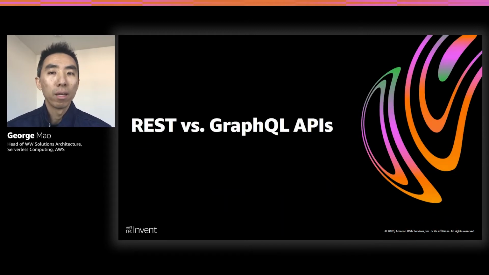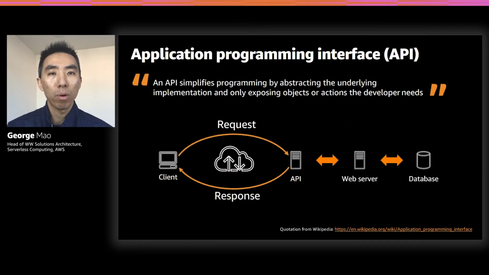So at the very beginning, an API, or application programming interface, is basically a way to abstract away the underlying details of your backend implementation. For example, a client who connects to your API doesn't need to know what the backend servers are or what the backend databases are. You could implement the backend in any technology that you want or any database platform that you choose.